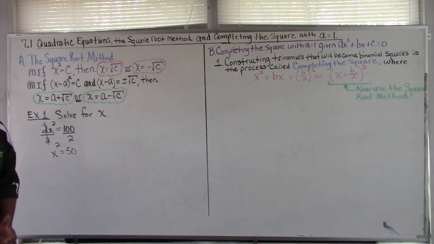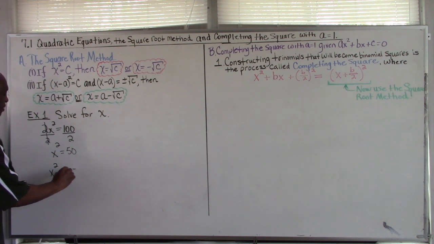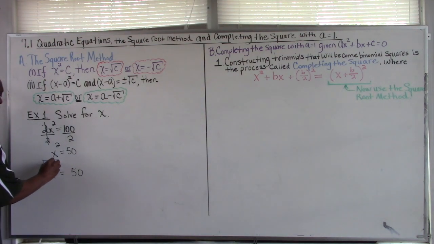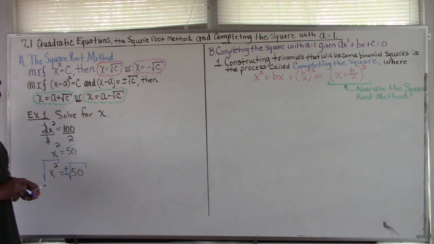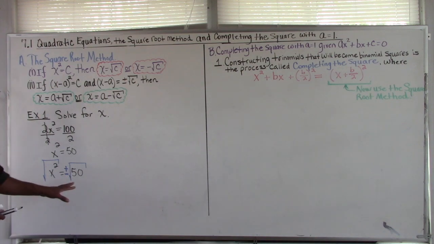At this stage, we have to take the square root of both sides, right? So I'm going to write this again. I'm going to write x squared equals 50, and now I'm going to take the square root of the left side, plus or minus the square root of the right side. Okay? So now we have to square root each side. Well, what do we do from here?